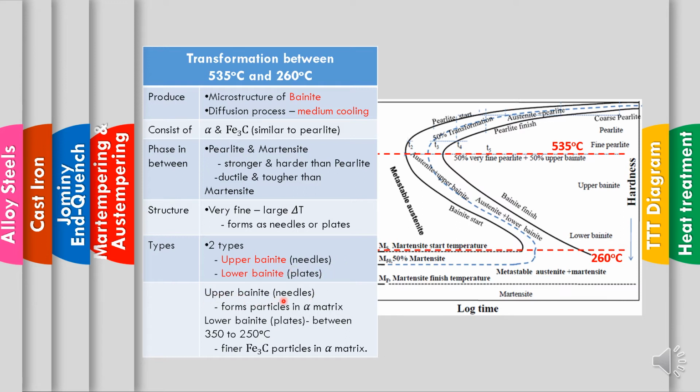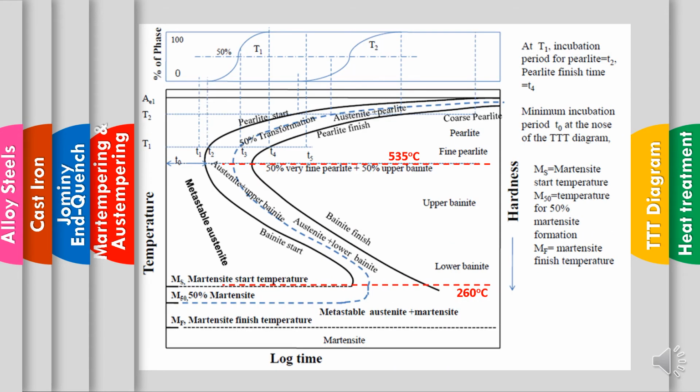Okay, upper bainite basically forms Fe3C particles in an alpha matrix. For the lower bainite, which is plates between 350 and 250, from here until here, there are fine Fe3C particles in an alpha matrix. This is the combination of curves, which indicates the transformation state from 0% to 100%.